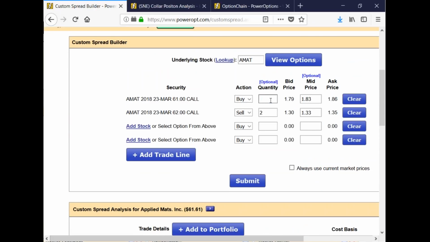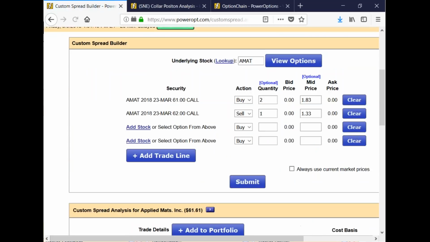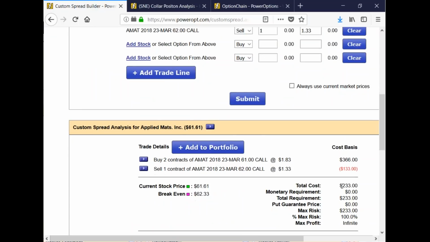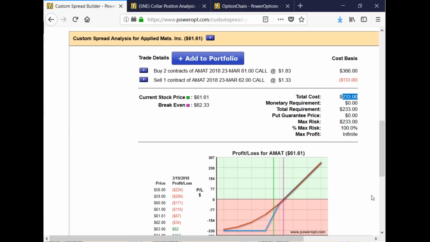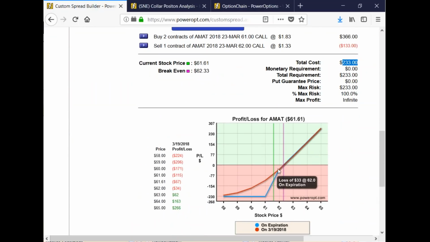I'm going to buy 2 and sell 1. Or maybe I could sell the in the money and buy 2 higher strikes. But let's look at this one first. I'm going to buy 2 61 calls and sell a 62. Now I'm going to pay a higher premium. This is going to be a debit of 233. But that's the most I can lose, and I have unlimited upside.